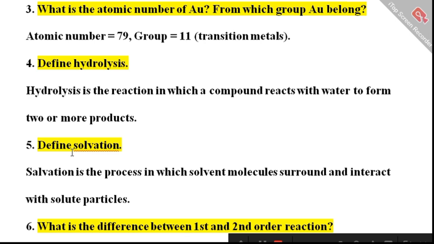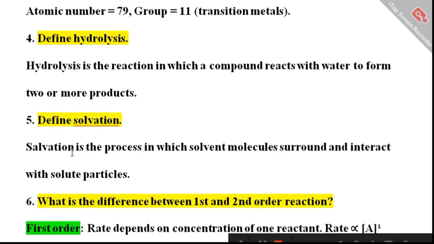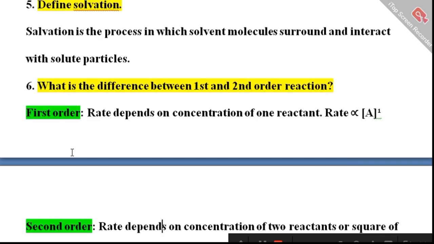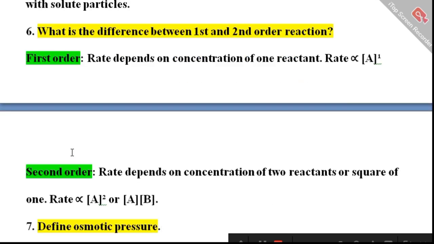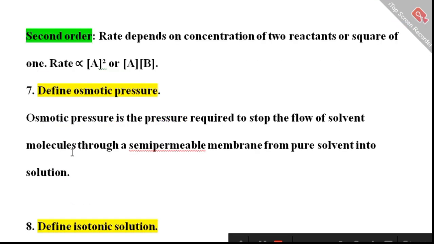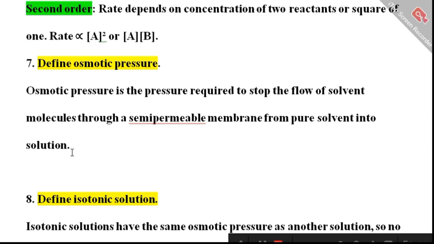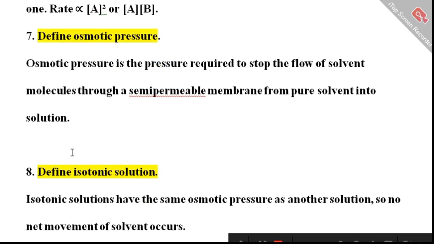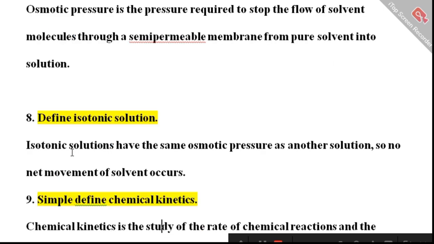Define solvation. Solvation is a process in which solvent molecules surround a solute molecule. So this is a physical process only. What is the difference between first and second order reaction? The main difference is that in a first order reaction, the reaction rate depends only on substrate concentration, while in a second order reaction, the rate depends on the substrate as well as the reagent concentration.